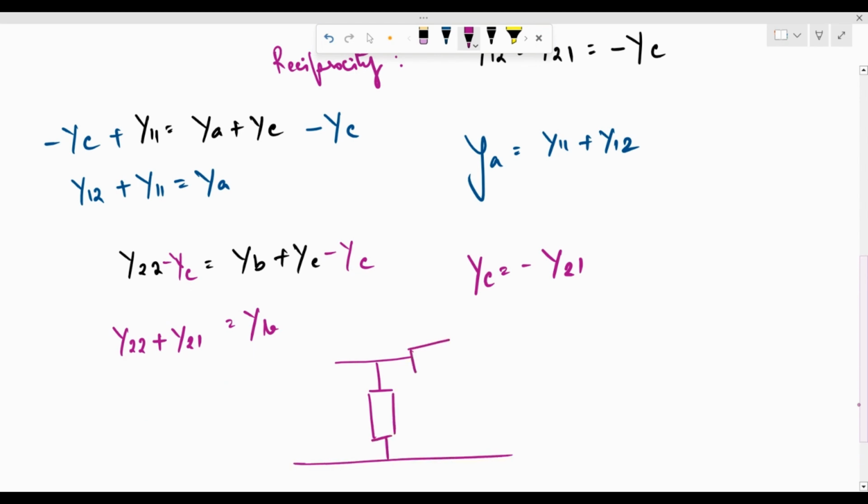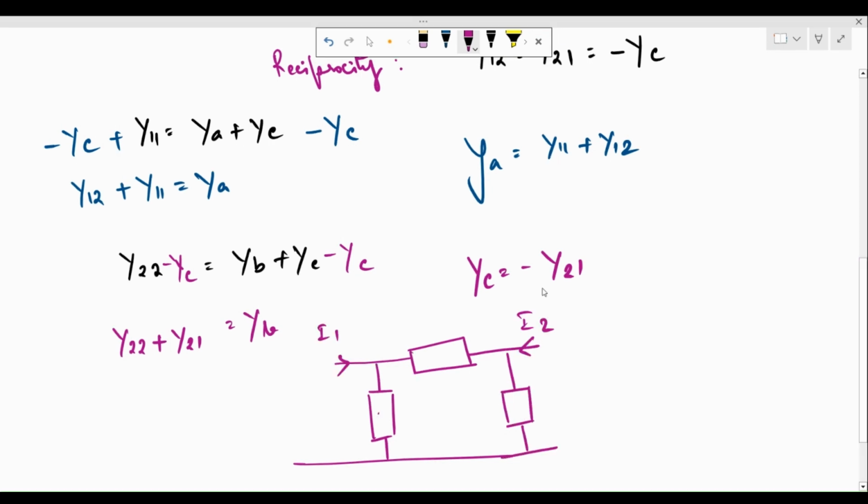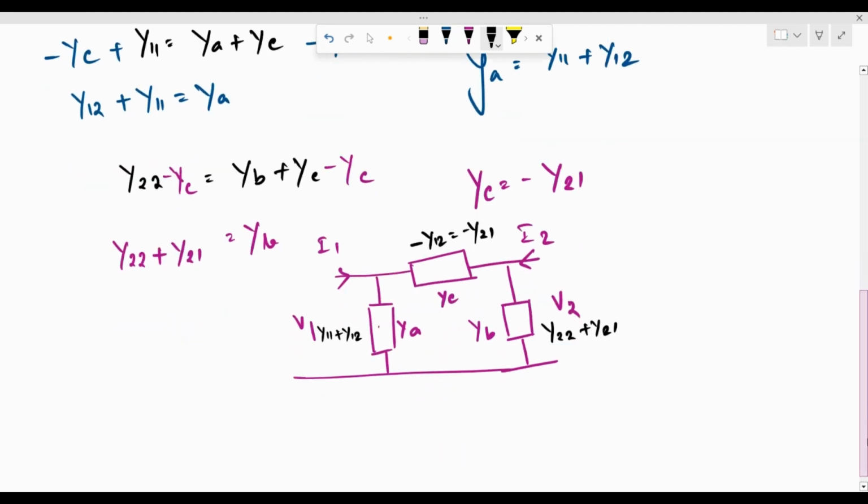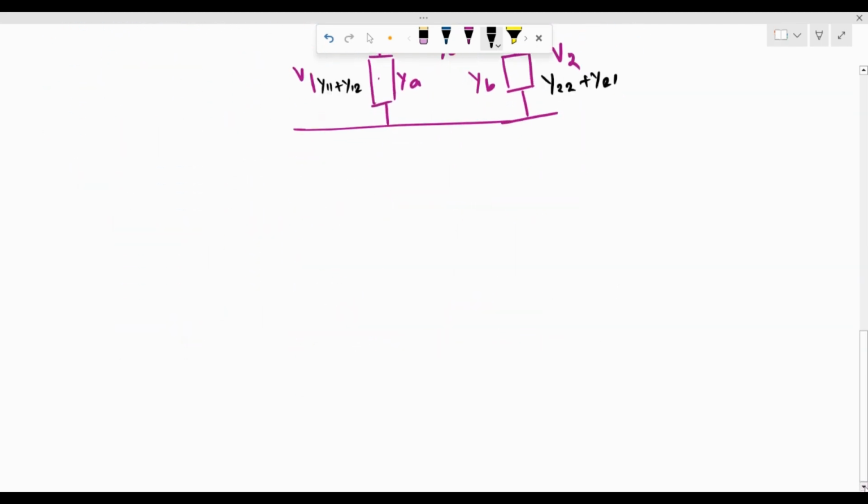So this is going to be the pi configuration. So this will be V1, this is going to be V2. This was YA, YB, and YC, which we have obtained as Y11 plus Y12, Y22 plus Y21, and minus Y12 or minus Y21. So effectively, this is going to be the pi equivalent of my two-port network. Let's look at a simple example problem to get a clearer picture of this concept.